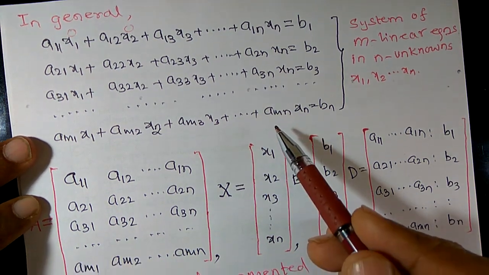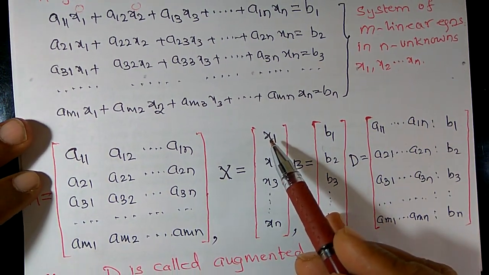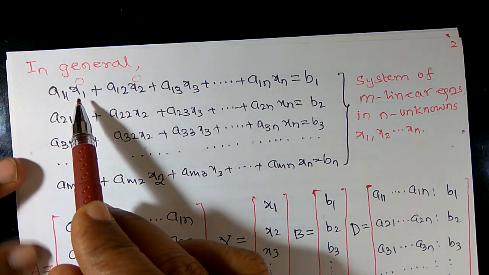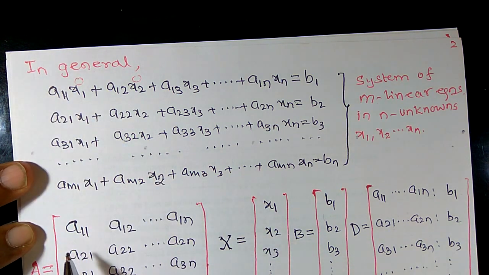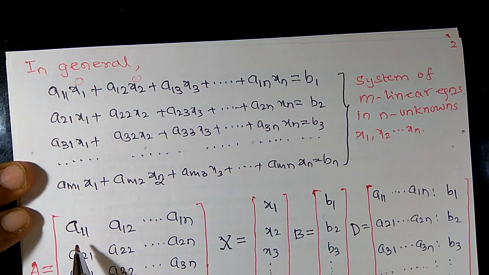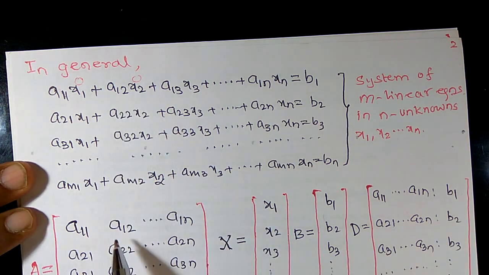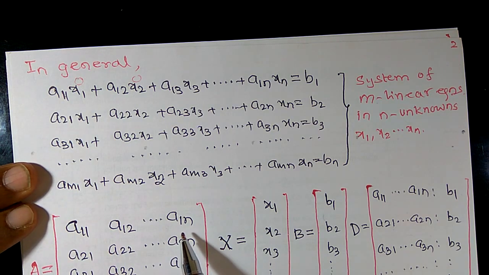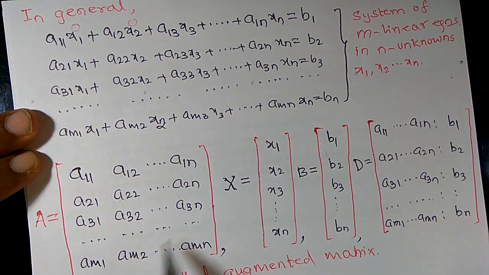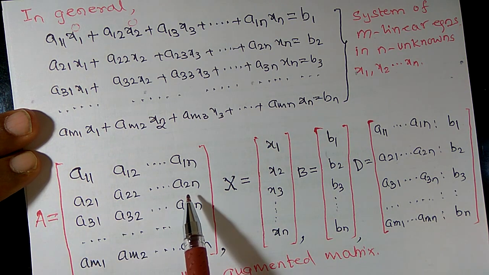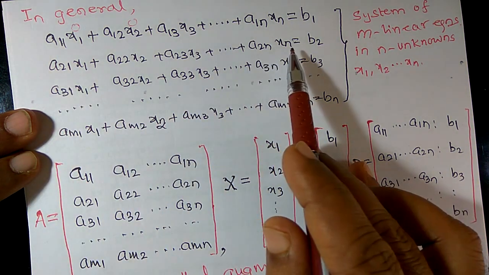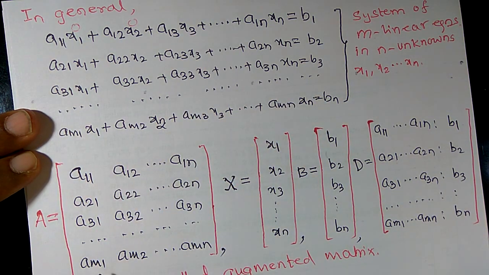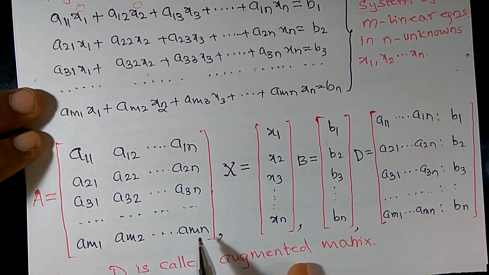In such a situation, we can use one method, namely the matrix method. All the coefficients, for example the coefficient of x1 is a11, can be written in the first row. The coefficient of x2 is a12 and so on, and the coefficient of xn is a1n. So you can write down the coefficient matrix like this: a21, a22 and so on, a2n from the second equation. Similarly, from the third equation you will get the third row, and so on, up to am1, am2, amn.